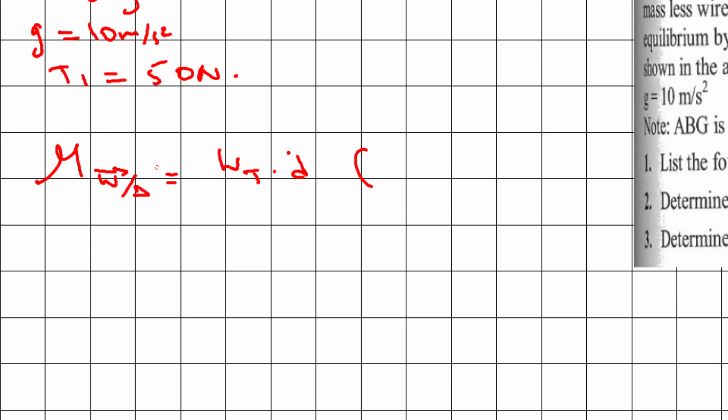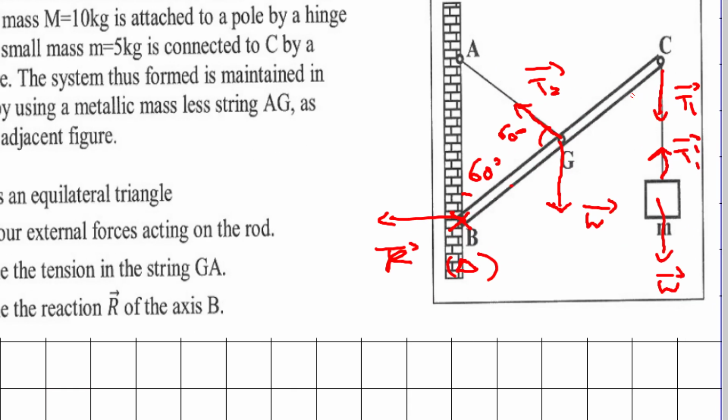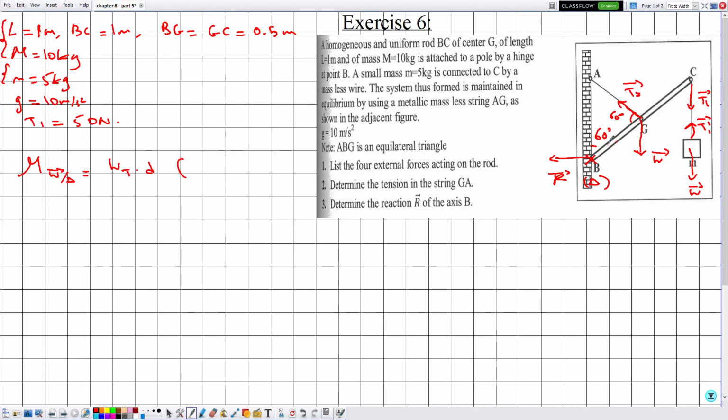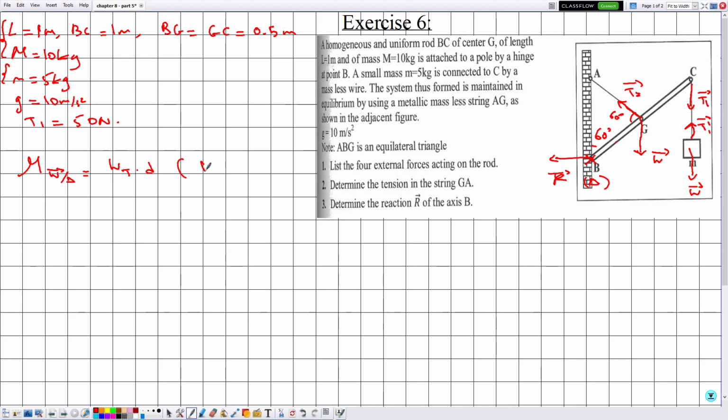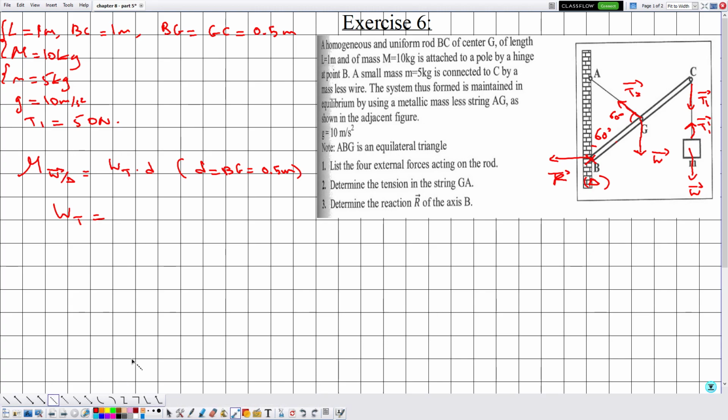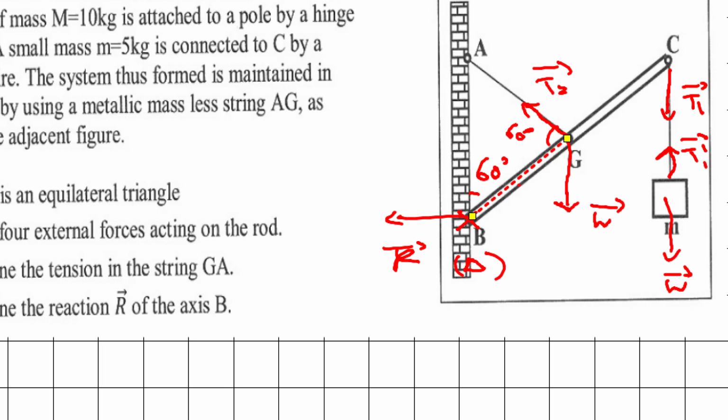Here recall that this distance represents the distance from the point of application of the force to the axis of rotation of the beam, which is BG, equal to 0.5 meters. Now, the tangential component of W can be determined by the tangent to the radial direction. This is the radial direction. Then the tangential direction will be something like this.